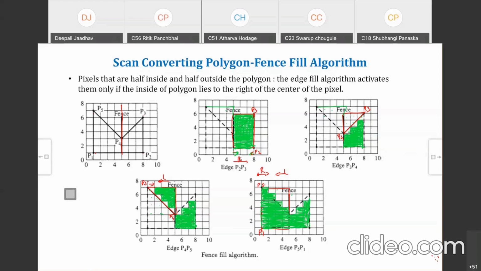But here again there is the same disadvantage: some of the pixels which are inside the polygon are not colored with the polygon color, and some of the pixels whose half lies outside the polygon are also colored. That is again a disadvantage, and it is present in most of the algorithms.